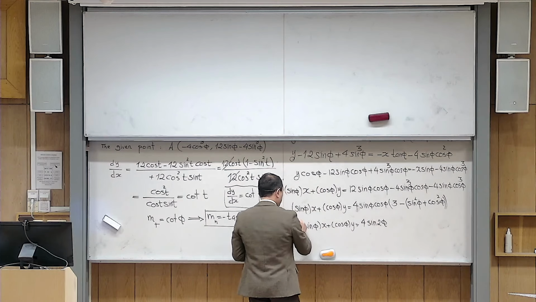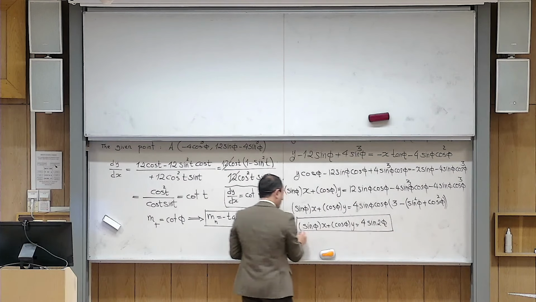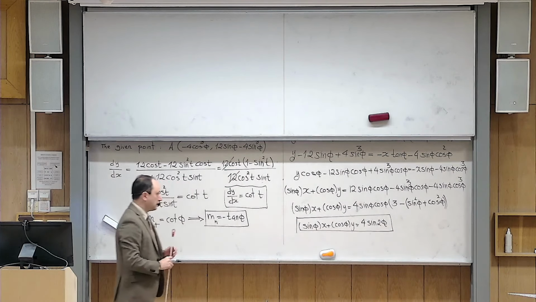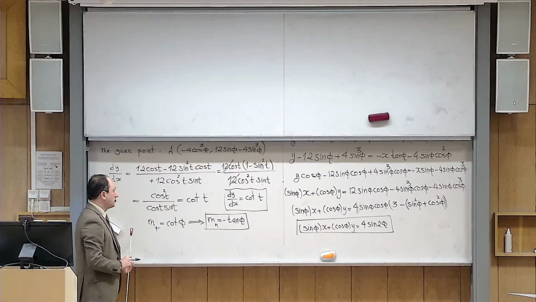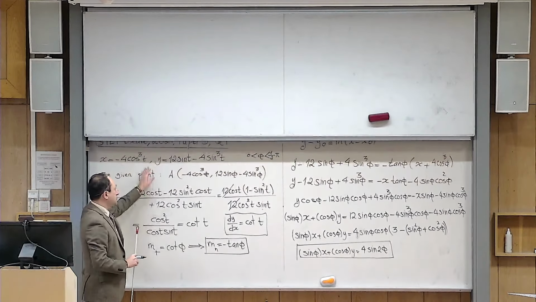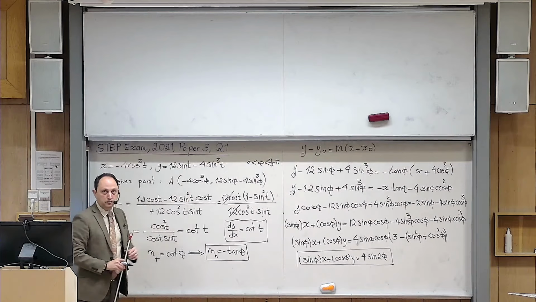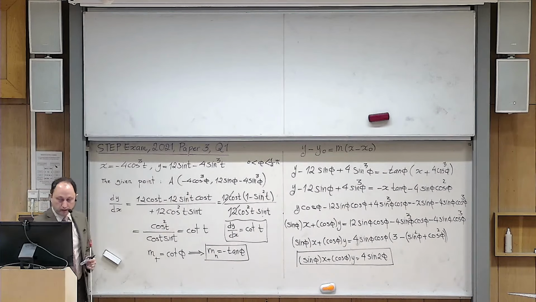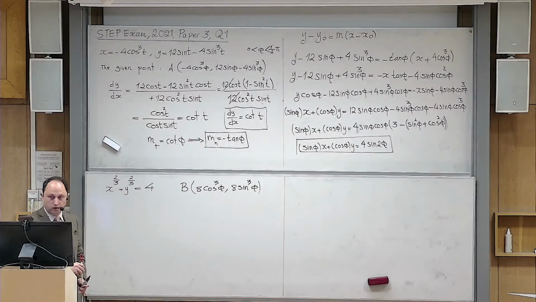Yes? So that is an equation for the normal line to this curve at this point. Yes? Okay? Okay. Now let us go to the second part of the first part of the problem.